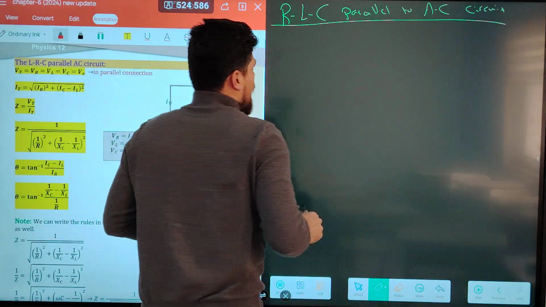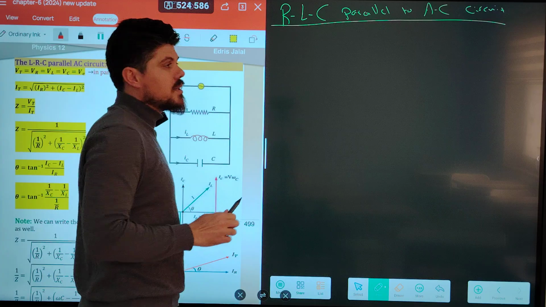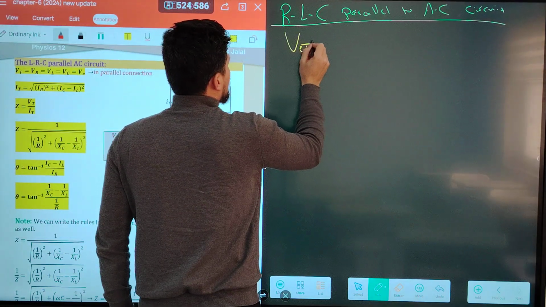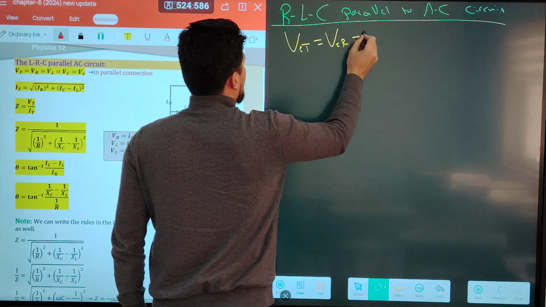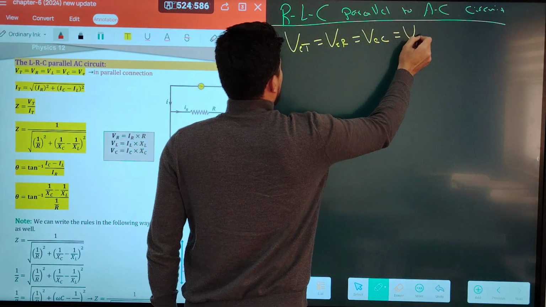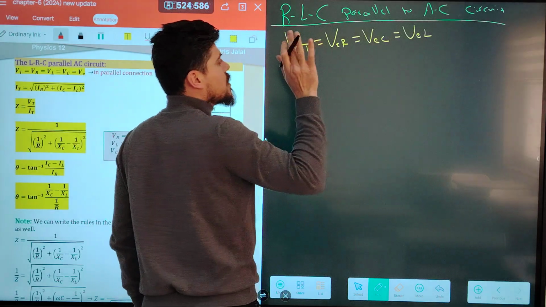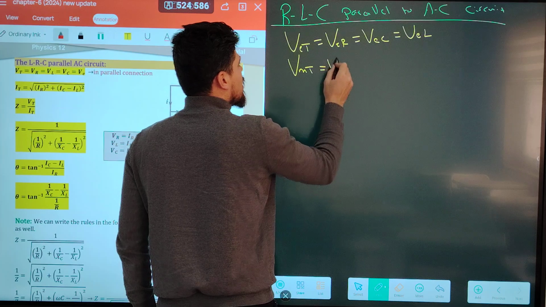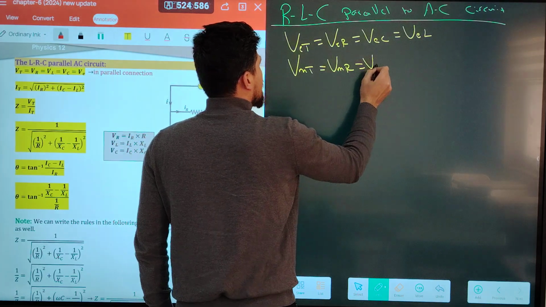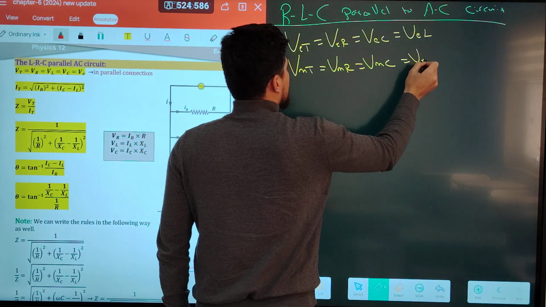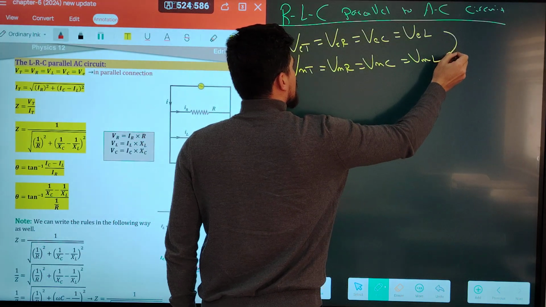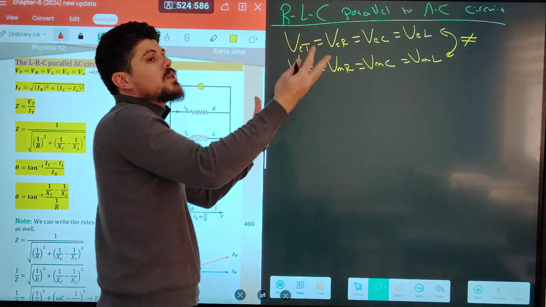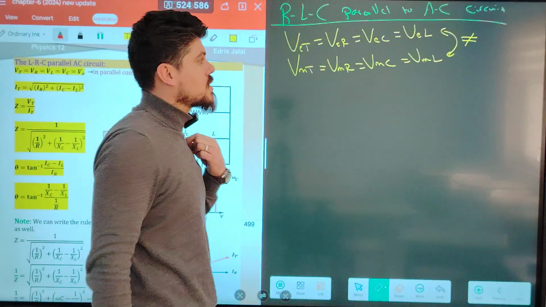Okay, guys, in parallel circuit, you have to keep in your mind, VE total is equal to VER, VEC, VEL, but it's not equal to V maximum, be careful. But maximum value also equal: V maximum total, V maximum across resistance, V maximum across capacitance, V maximum across the inductance. These two terms are not equal to each other, be careful. Okay? So the values of potential difference are equal in parallel connection. Okay?